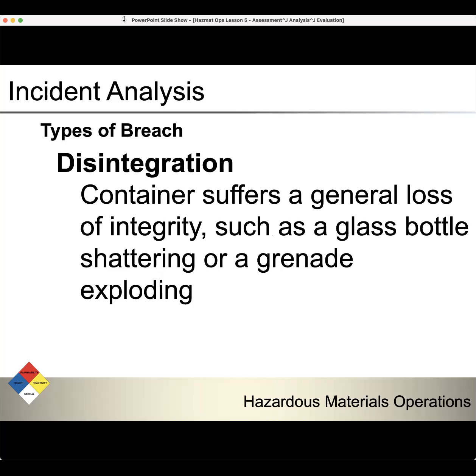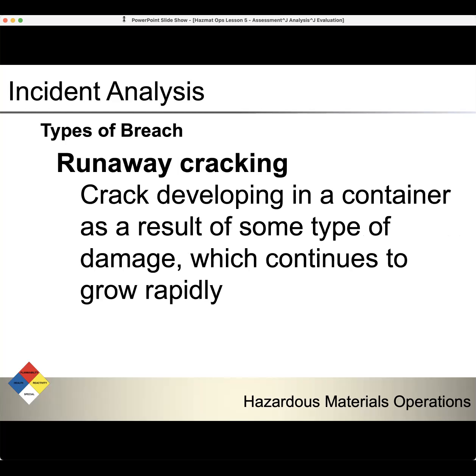So what is disintegration? This is when the container suffers a general loss of integrity, such as a glass bottle shattering or a grenade exploding. So the container is one solid piece, and then it's multiple little pieces, and no longer a container. Runaway cracking. So this is a crack that develops in the container, which continues to grow rapidly. So this is not going to be at a seam. This is going to be in the main surface of the container. A crack starts, and then it just keeps going.